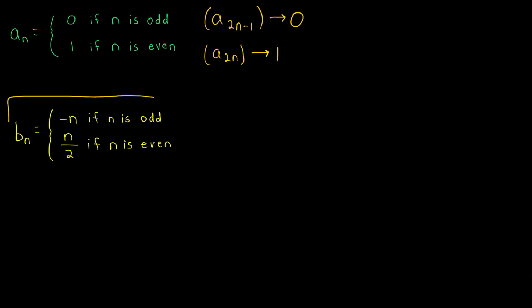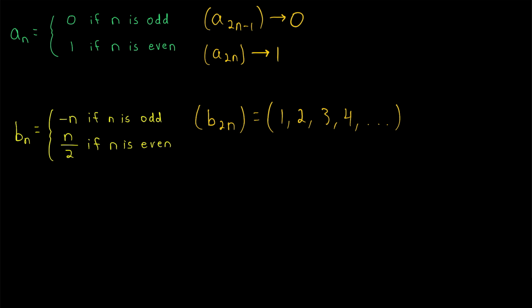We can also use our result to prove this sequence b_n diverges. b_n equals negative n if n is odd, and it equals half of n if n is even. Clearly, the subsequence here, b_{2n}, the subsequence of even terms, is just the sequence of natural numbers, since, for example, when n equals 2, this will be half of n, which is 1. Then when n equals 4, the sequence will take on a value of half of 4, which is 2, then half of 6, then half of 8, and so on. So the subsequence of even terms is the sequence of natural numbers.